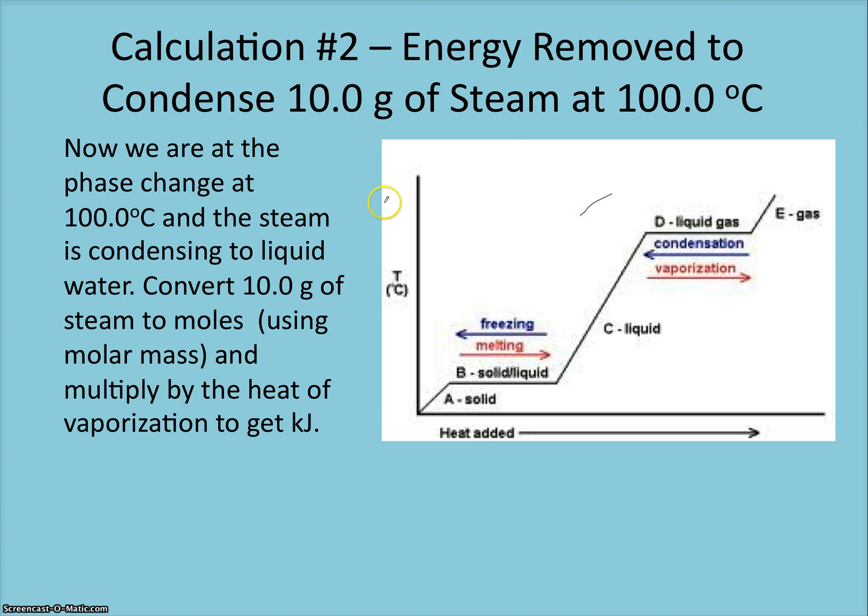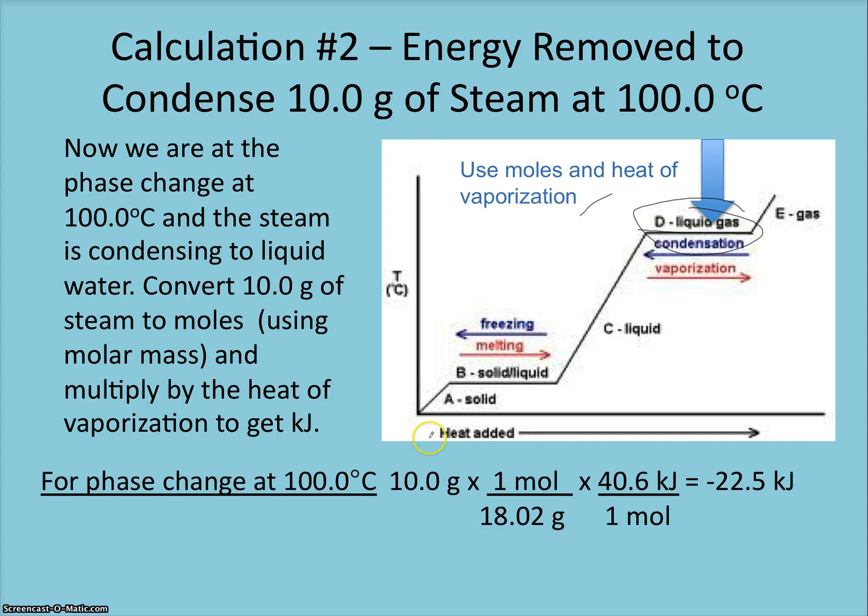All right, we've done one. Now we're here in the flat part. We want to condense those 10 grams of steam to liquid water, so we don't have a temperature change. So we're going to have to use the moles of water in 10 grams and the heat of vaporization. And so that looks like this.